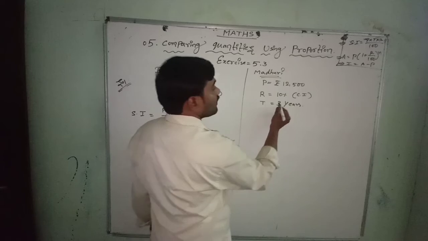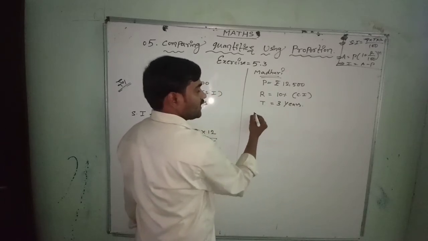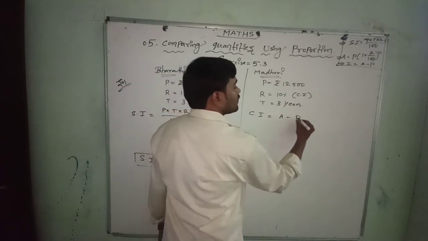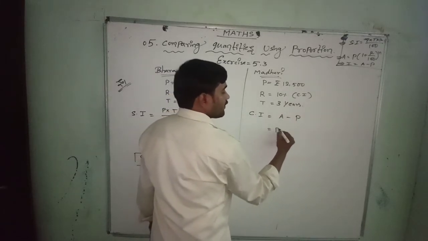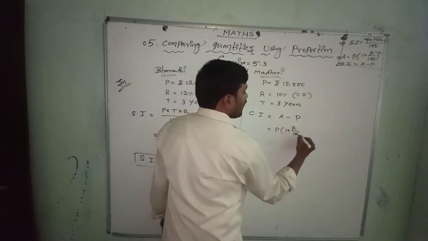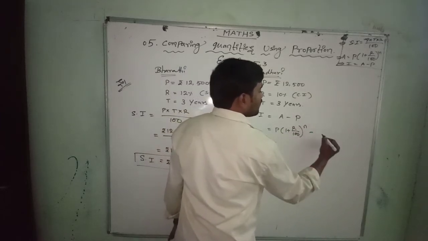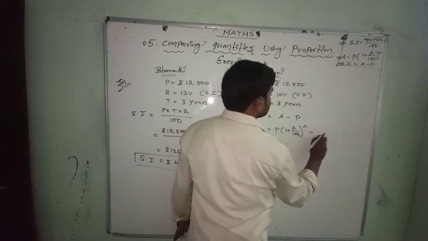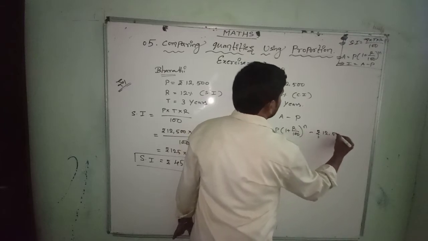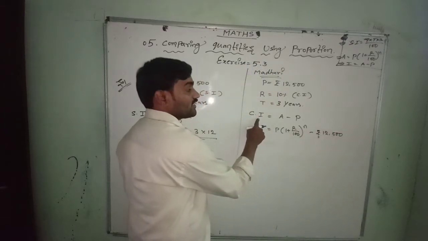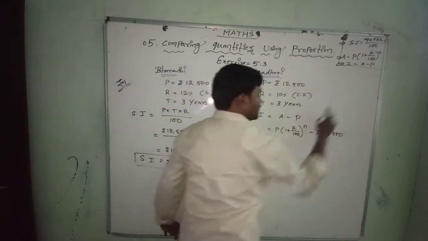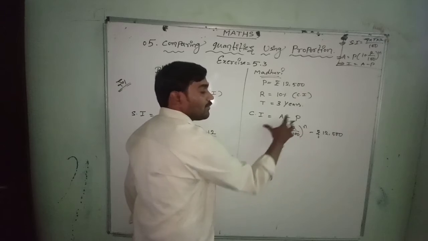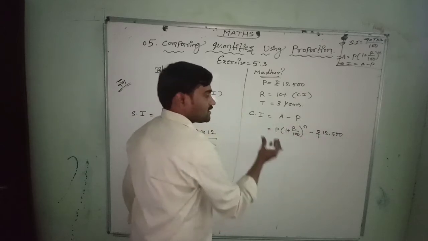Now Madhuri will go for compound interest. We have to find out the interest. So what is the meaning of compound interest? Compound interest equals amount minus principal. Here use the amount formula, P of 1 plus R by 100 whole to the power of n, minus principal. The principal here is 12,500. Why? Compound interest equals amount minus principal. See, in the compound interest amount formula P of 1 plus R by 100, we get the total amount, and if we subtract the principal from it, we get the interest.